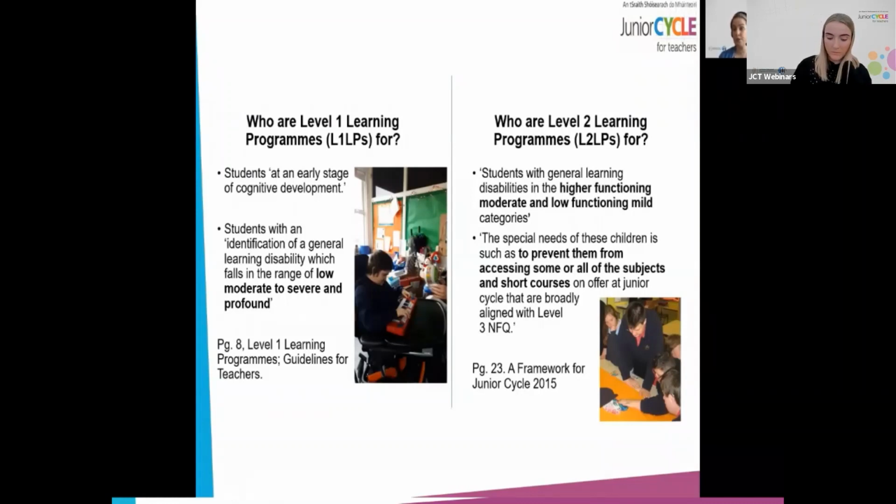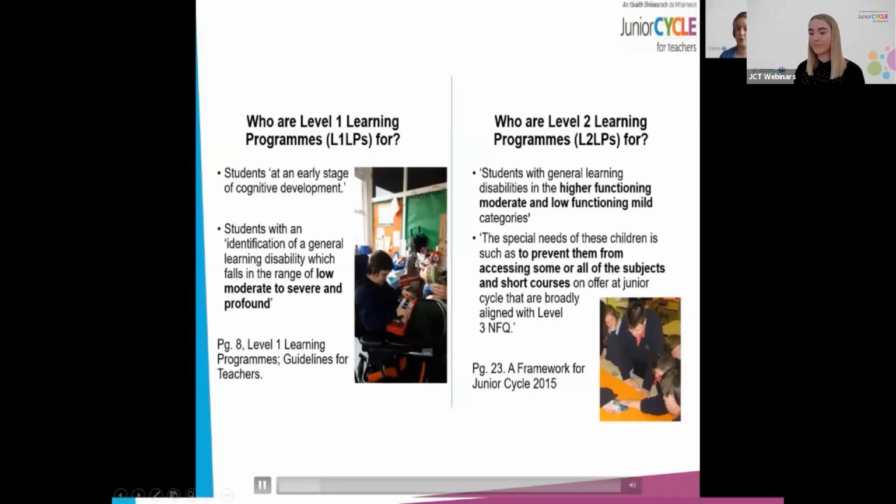They have 2 short courses aligned with each Level 1 and Level 2 course that you're following, and they're divided into priority learning units, 6 priority learning units for Level 1 and 5 priority learning units for Level 2 learning programmes. So the Level 1 learning programmes are designed for pupils who have a general learning disability, which falls in the low moderate to severe, profound IQ range. And the Level 2 learning programmes are for students who have a diagnosis of a general learning disability, which would be in the high functioning moderate to low functioning mild IQ range.